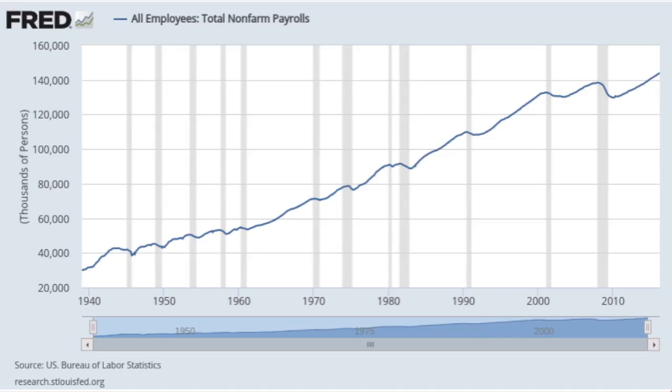The graph provided by the Federal Reserve shows the increase of people on non-farm payroll over the years. In this graph, we can see that it is increasing at a steady rate, so that means that as the years pass by, more people are getting non-farm agricultural jobs.